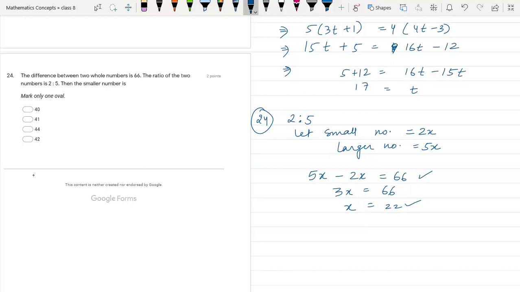Now this is not the answer. For the correct answer, we have to find the smaller number. The smaller number is 2x, not x. So therefore the smaller number will be given by 2 into x, that is 22. So the answer is 44. This is the correct answer.